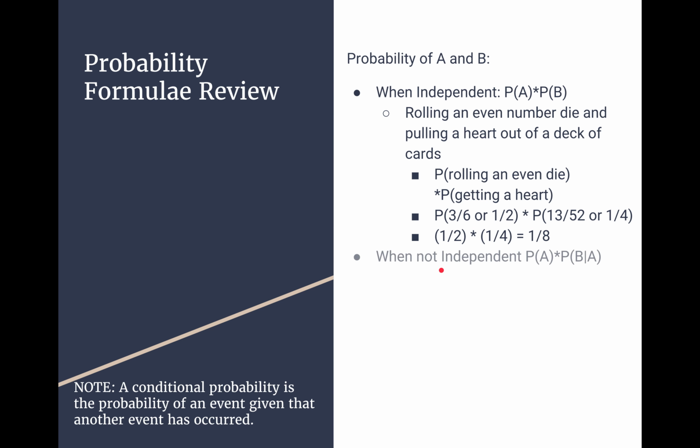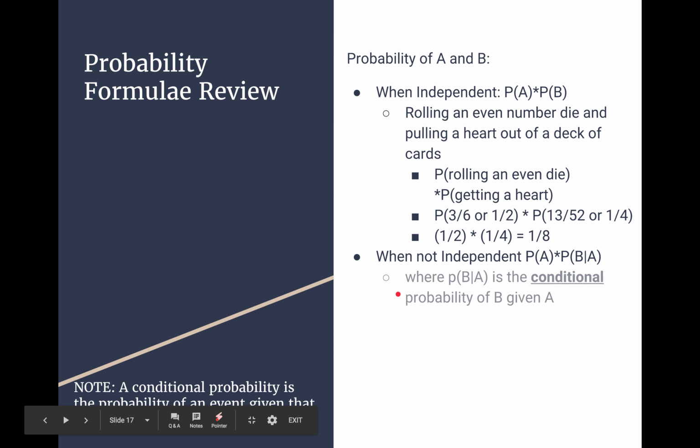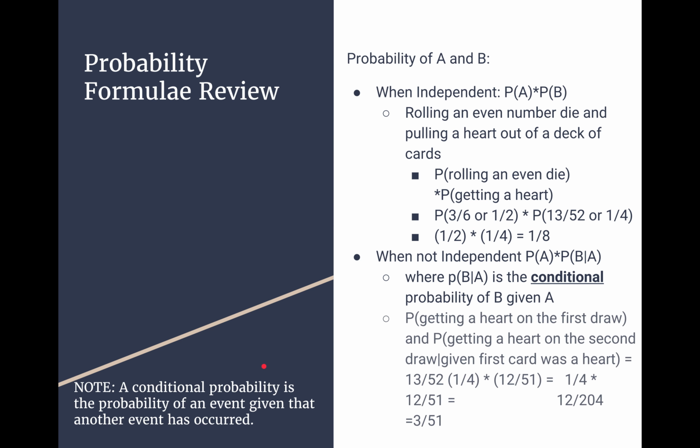Now, when they're not independent, we have to go into this idea of a conditional probability. When they're not independent, it's the probability of A times the probability of B given A, where the probability of B given A is the conditional probability of B given A. And conditional probability is the probability of an event given that another event has occurred. So here, for example, the probability of getting a heart on the first draw and the probability of getting a heart on the second draw given the first card was a heart.